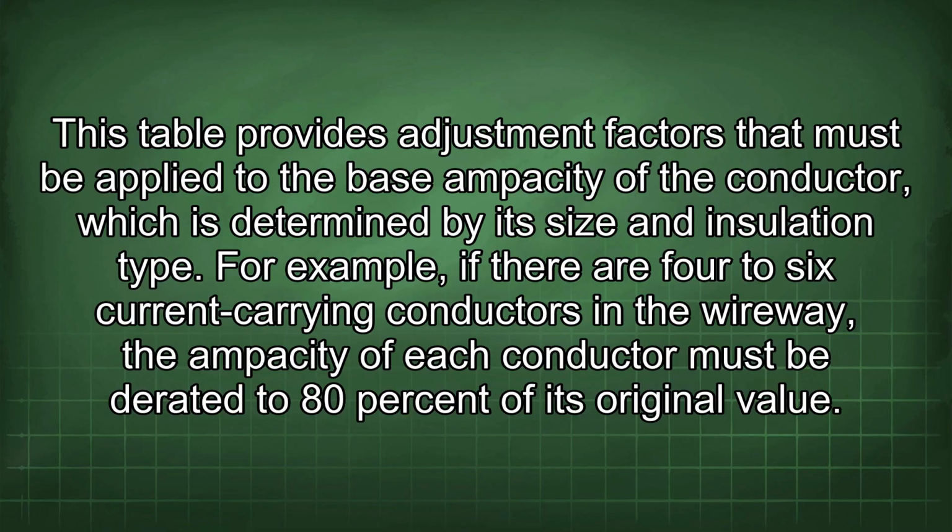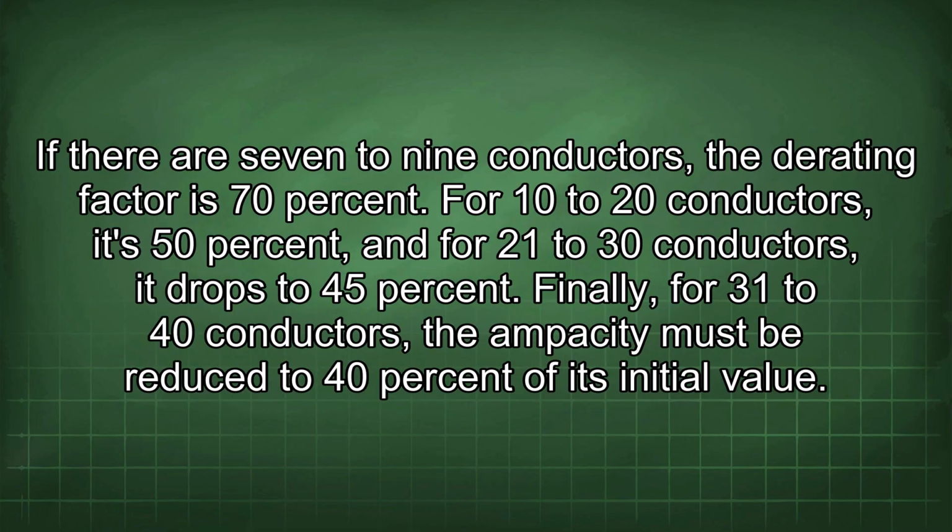For example, if there are 4 to 6 current-carrying conductors in the wireway, the ampacity of each conductor must be derated to 80% of its original value. If there are 7 to 9 conductors, the derating factor is 70%. For 10 to 20 conductors, it's 50%, and for 21 to 30 conductors, it drops to 45%. Finally, for 31 to 40 conductors, the ampacity must be reduced to 40% of its initial value.